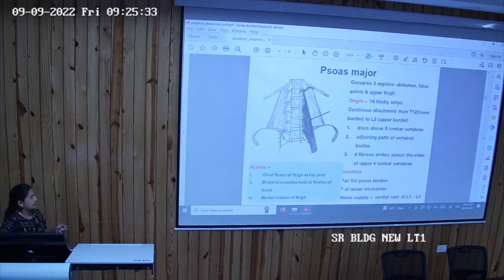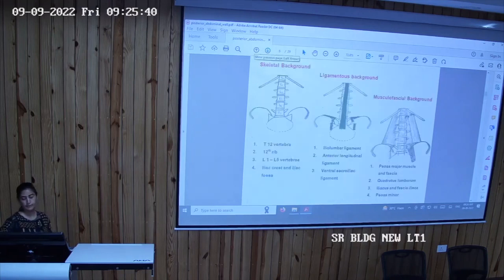So this is the psoas major muscle. Can anybody tell me what is the attachment of psoas major? The lower limb is already complete. Where does psoas major insert, can you tell me that much? Lesser trochanter along with iliacus, that is iliopsoas.